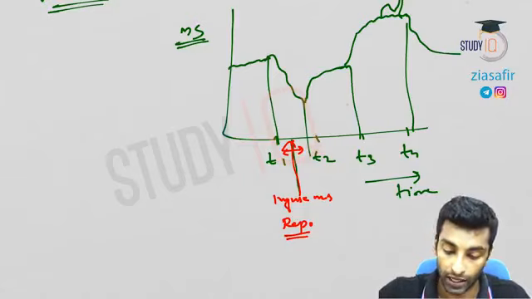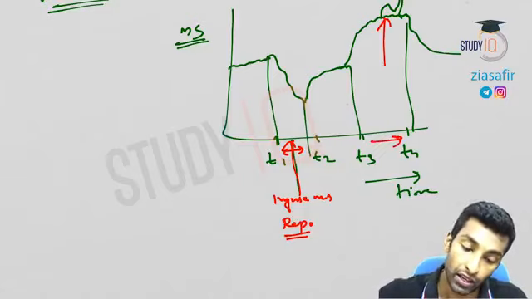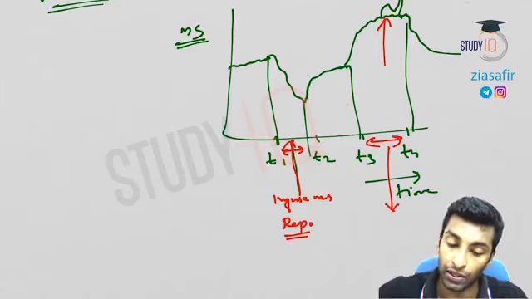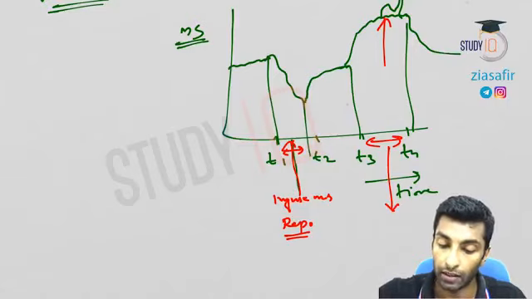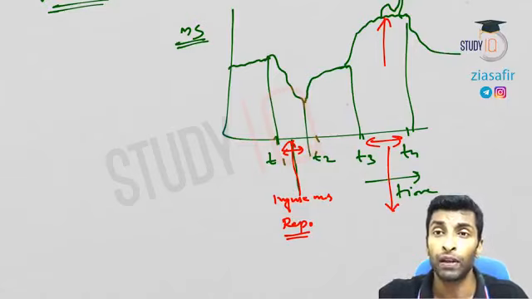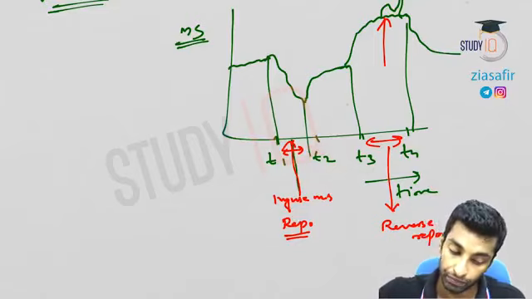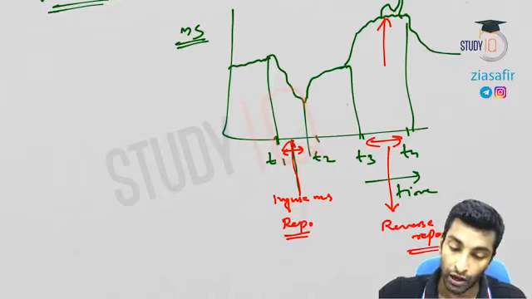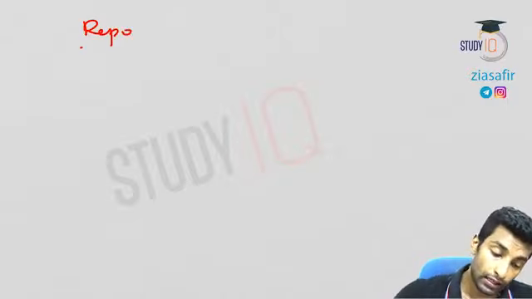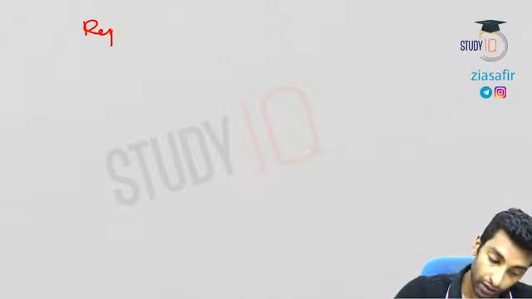Repo transaction will be used. I'll explain what repo is. Now here you can see high money supply, at T3, T4. So with excess money supply, what does RBI have to do? RBI has to suck out the money. So here, reverse repo. I'll tell you what repo is and what reverse repo is in the next 5 minutes. So let's go for repo.